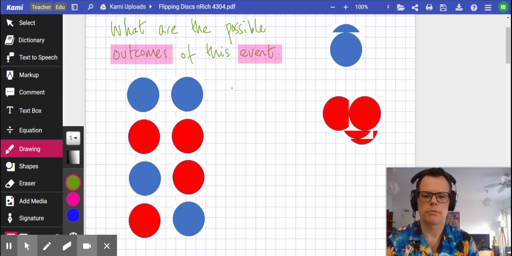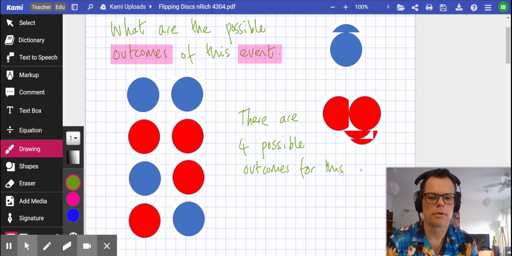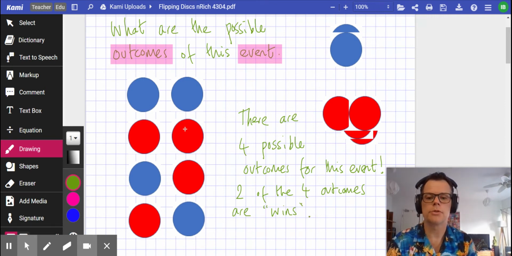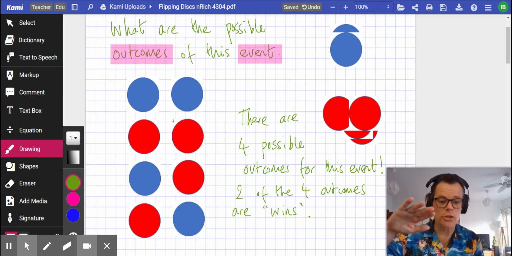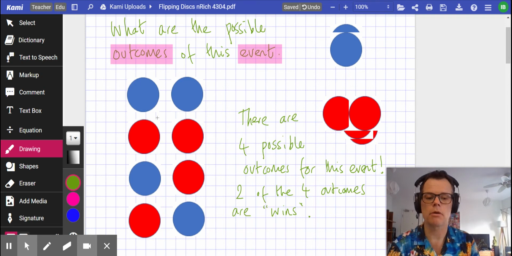So I'm just going to write that down. There are 4 possible outcomes for this event. 2 of the 4 outcomes are what we were considering as wins. If you look, 2 blues, 2 reds. I said if the colours are the same, or the coins show the same face, that's considered a win. So we've got a situation where 2 of our 4 outcomes are considered wins.